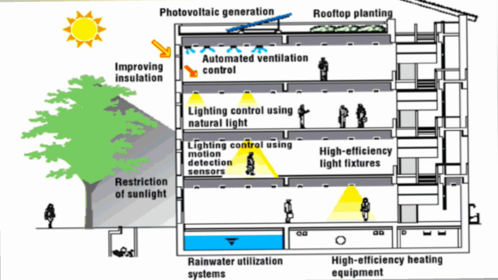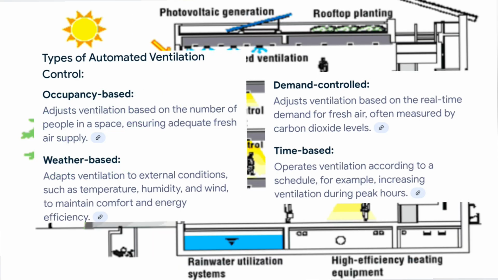These ventilation control systems depend upon three major parameters: the occupancy, that is the number of people residing in that particular building or coordinated space, the weather pattern, and the demand. So they can be focused on these three factors, and they can also be time based.